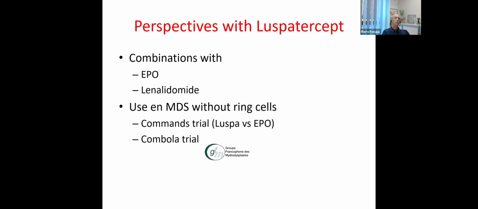Okay, what are the perspectives with luspatercept? Combinations with EPO, combination perhaps with the other effective drug, lenalidomide, and use in MDS without ringed sideroblasts. Those are the trials I'll detail, especially in first-line treatment, etc.